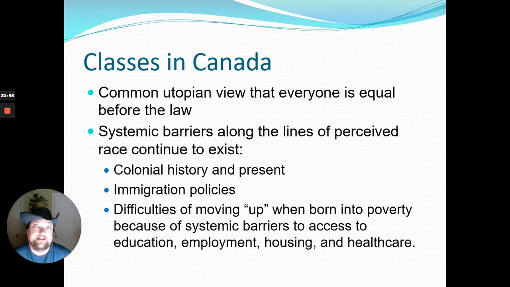Immigration policies that have existed have had sometimes overt and sometimes more covert racist overtones. I already talked about how, if you're born into poverty, there are a bunch of barriers that make it very difficult to access education, employment, housing, and healthcare. And even if you say, oh yeah, education and healthcare, for example, are free in Quebec, well, you don't always get the highest quality. All right.